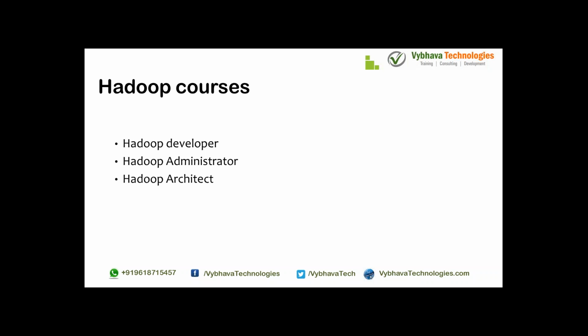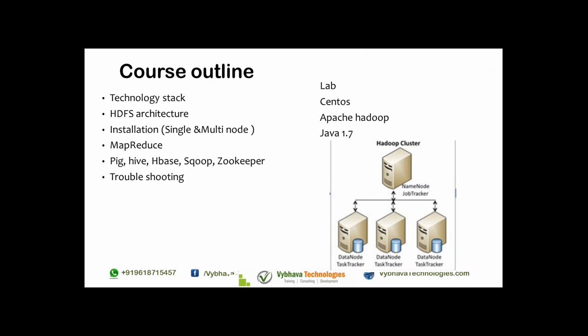Architecture means nothing but planning a Hadoop setup, the related things, the major planning, and how we have to give the structure. Then we will go to installations. There are three types of installations available: single node, pseudo mode, and multi node. We are going to do implementation of all three.